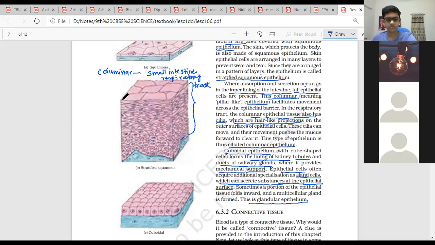Are you able to understand? Epithelium clear, all 6 types? Yes, ma'am. You can revise those right side wise. No need to read the same chapter fully again and again. It's clear? Yes, ma'am.